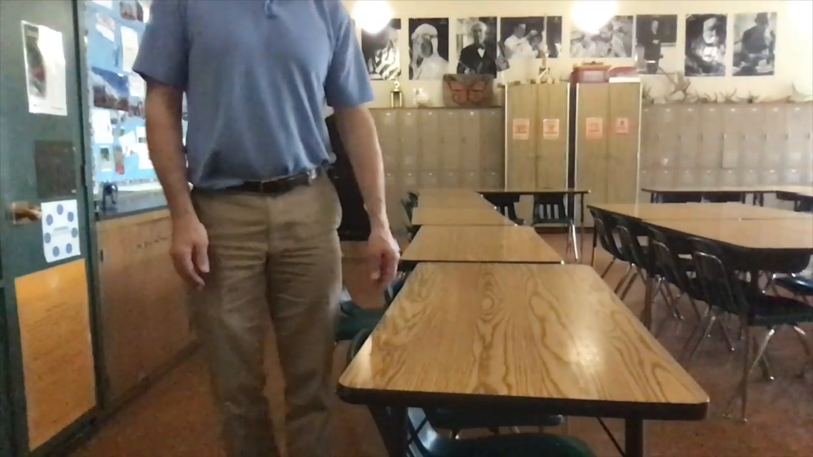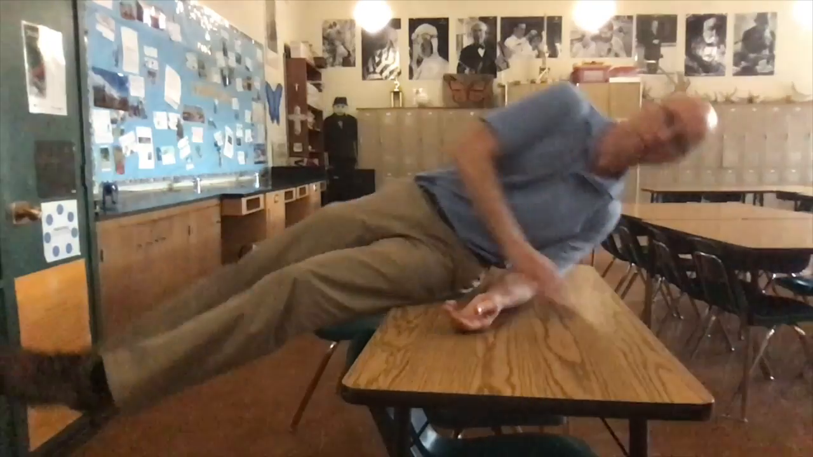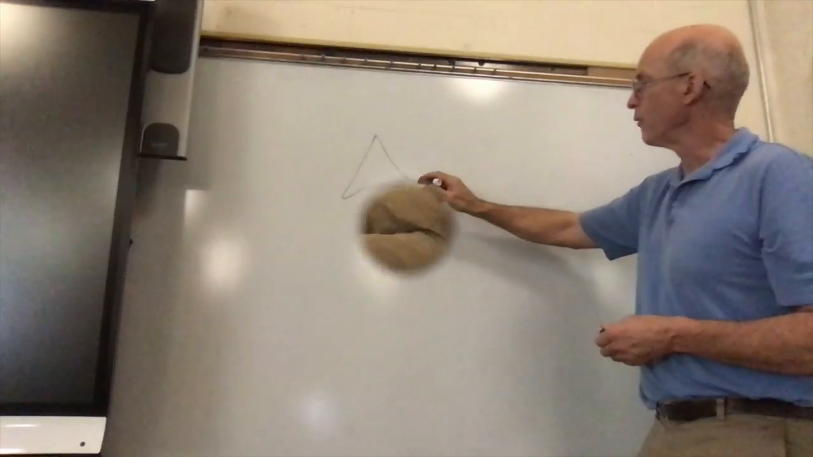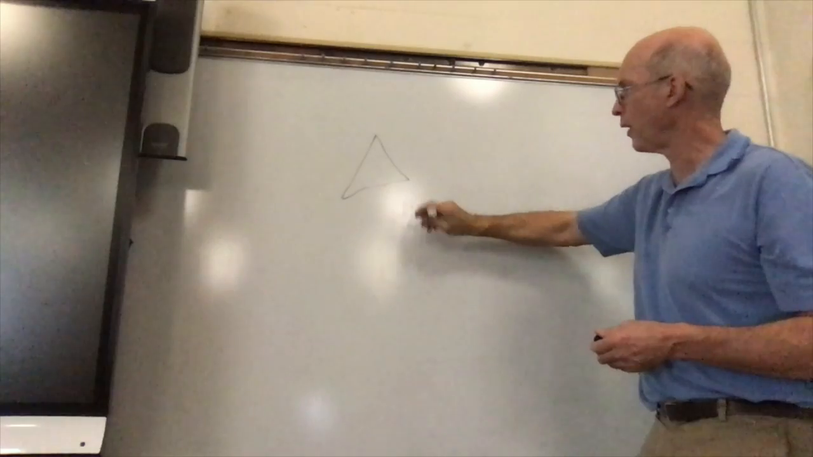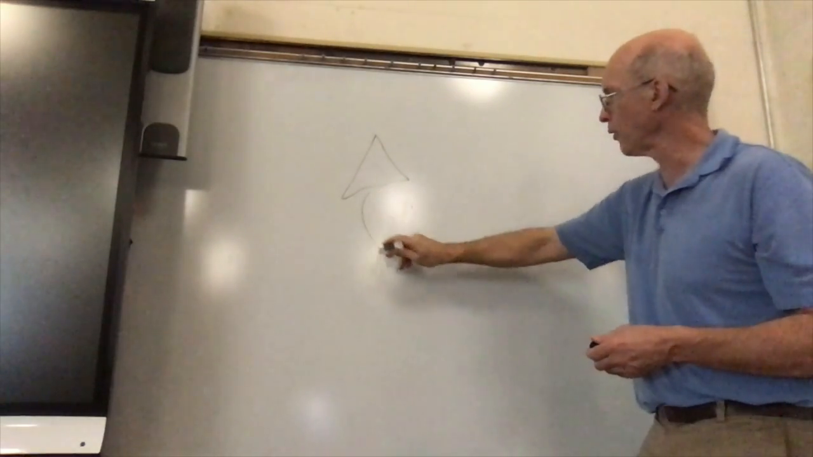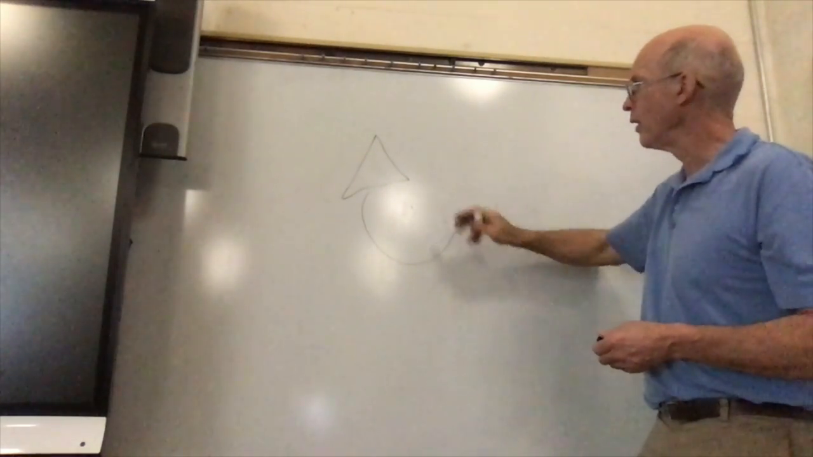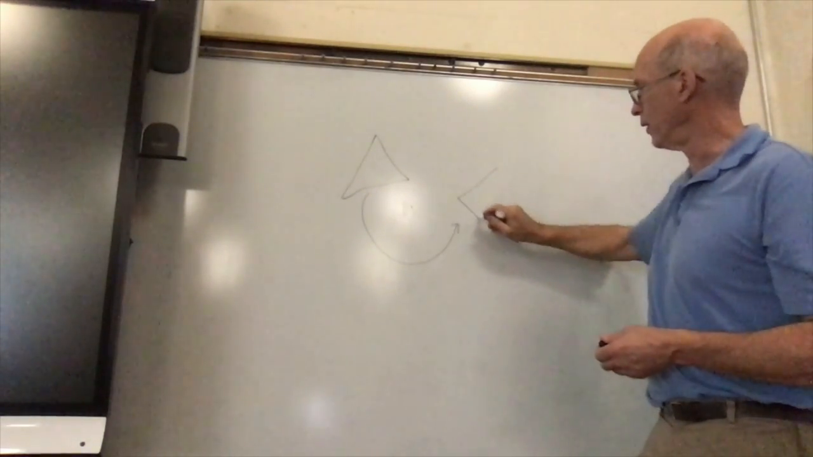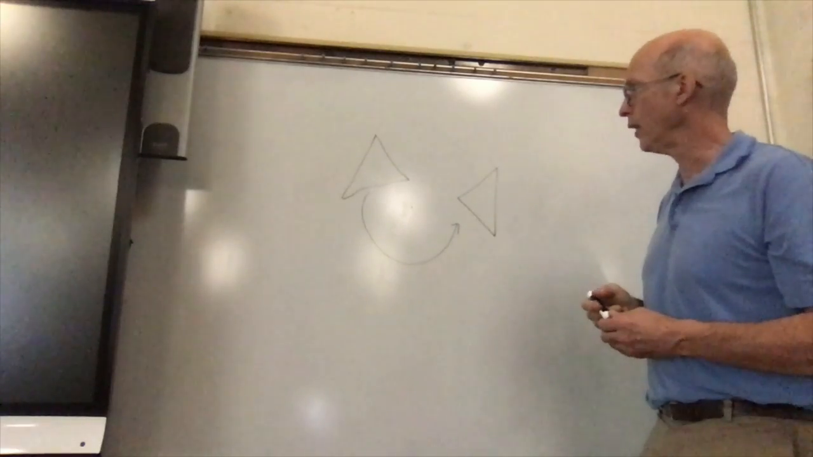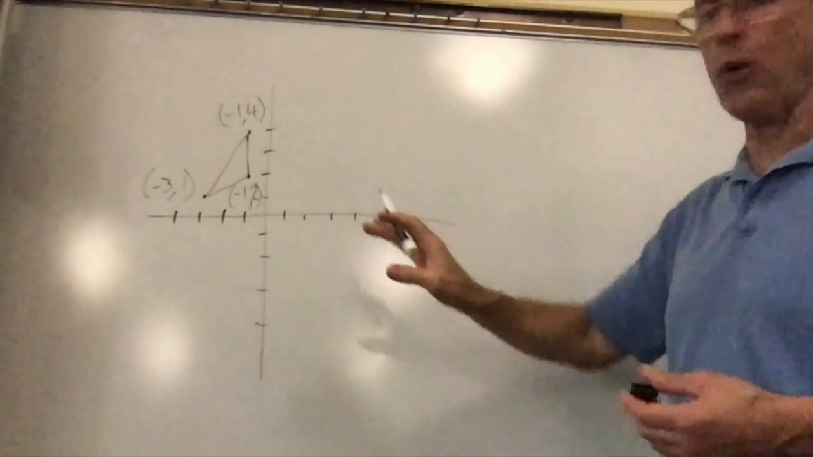And lastly, a rotation would just simply be that. For this, we're going to rotate it around a point. Let's say the point is right there. And so just think of this whole thing as just turning. And so now it's going to be something like this. Okay? Let's talk about these in a coordinate plane.